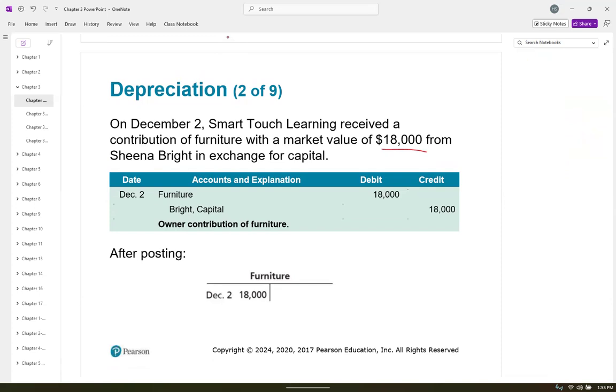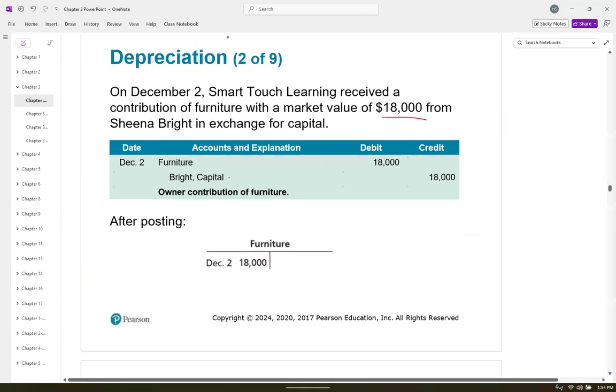So a lot of times you'll see the owner put cash in, which she did at the very beginning of this business. Now she's going to put some furniture into the business. She is getting capital because that's what she's put into the business this period. The furniture is going to go into an asset account.